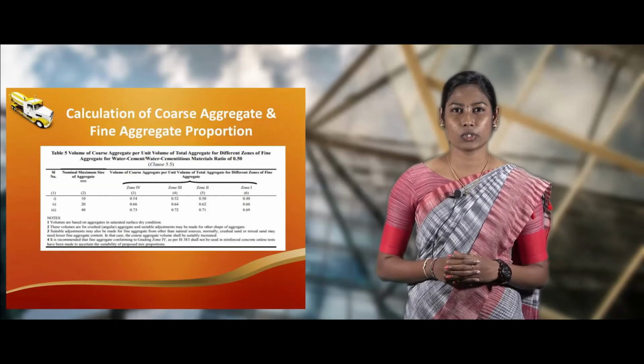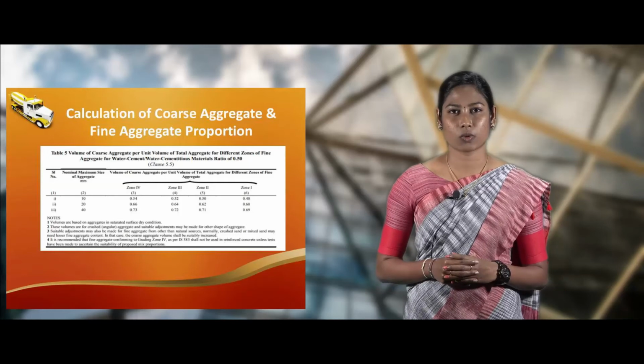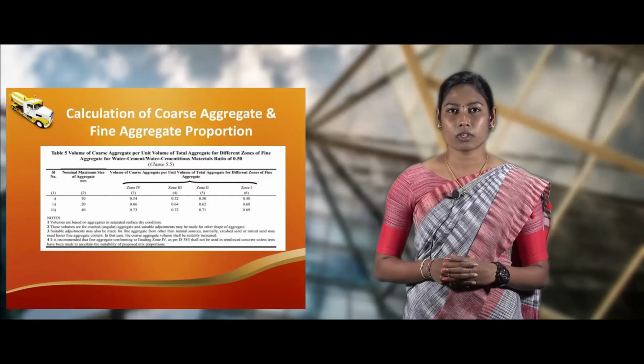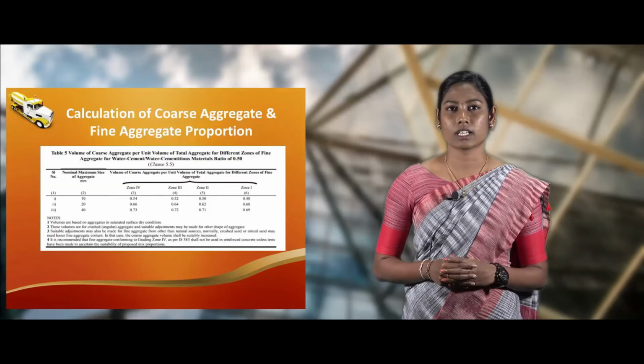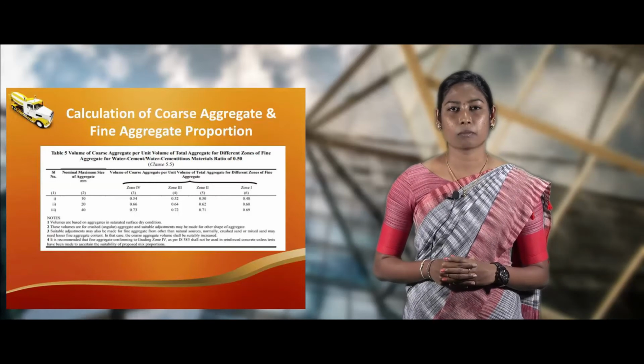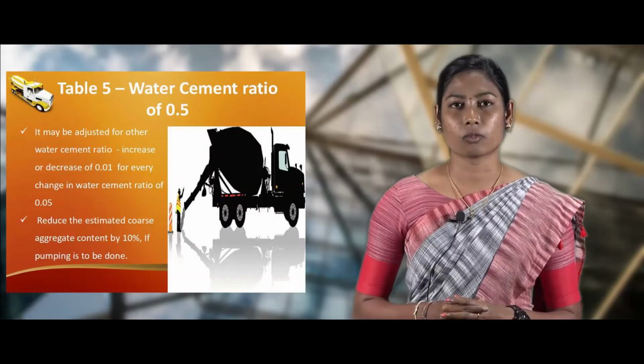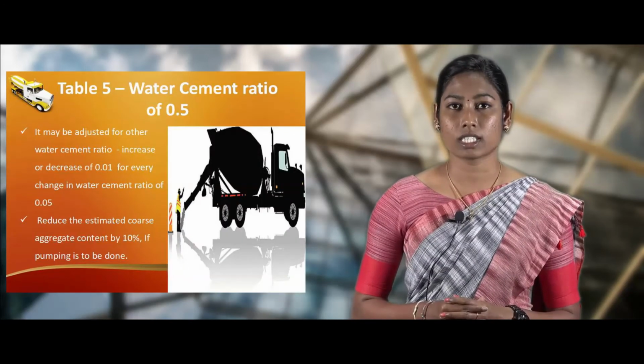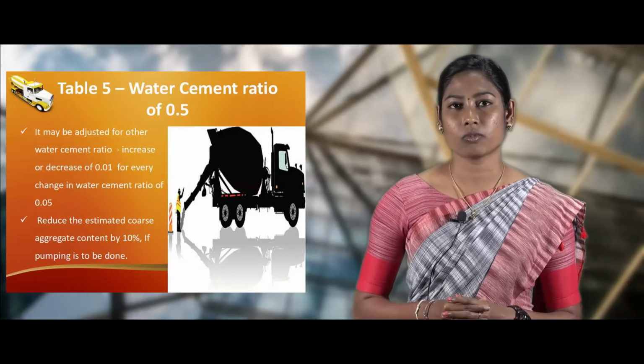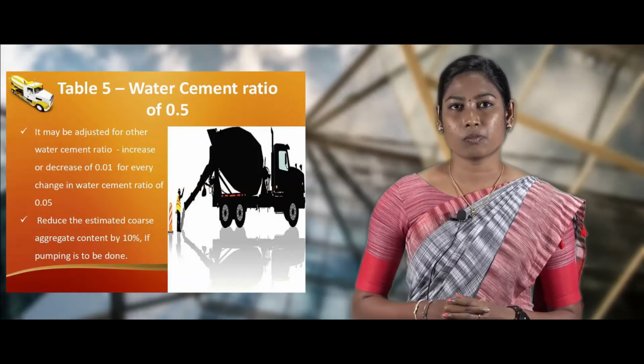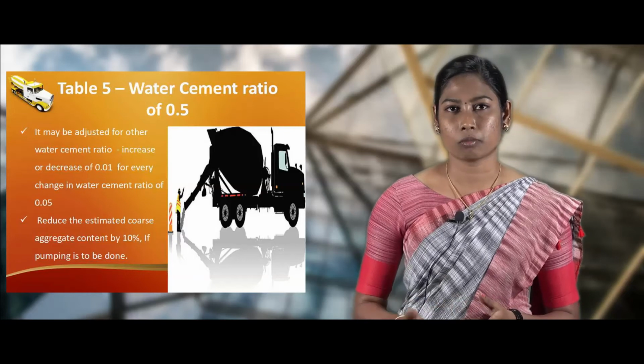It is essential to use the specified nominal maximum size, type and grading to produce concrete of satisfactory workability when a given volume of coarse aggregate per unit volume of total aggregate is used. Approximate coarse aggregate proportions can be obtained from Table 5 of IS 10262-2019 for water cement ratio or water cementitious material ratio of 0.5, which may be suitably adjusted for other proportions.